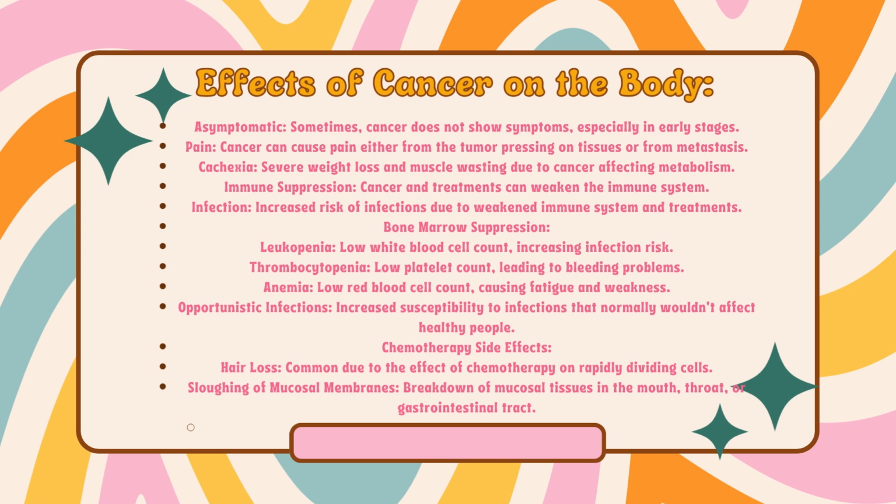So the effects on the body can be asymptomatic, like it just doesn't show. There are no signs. You have cancer, but it doesn't show. And sometimes it can give you pain. Sometimes you can get cachexia, which is extreme weight loss and muscle loss, because cancer messes up your energy. It can mess up your immune system, and once your immune system is messed up, you're going to get all types of infections. There's hair loss because of chemotherapy, and just take a pause and read about all this.